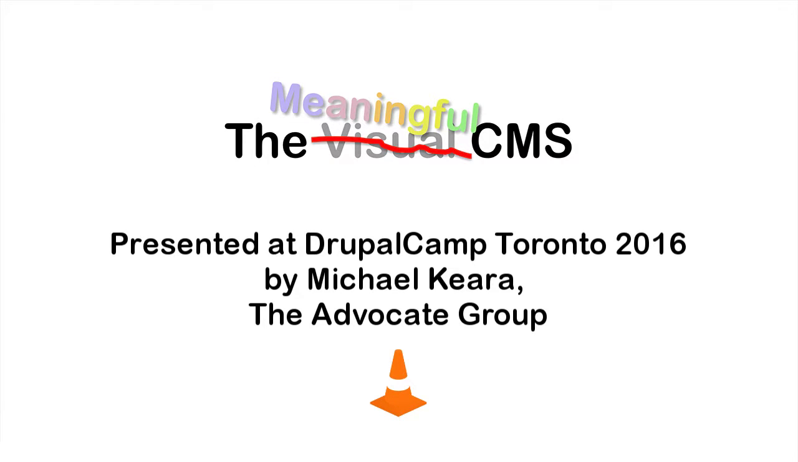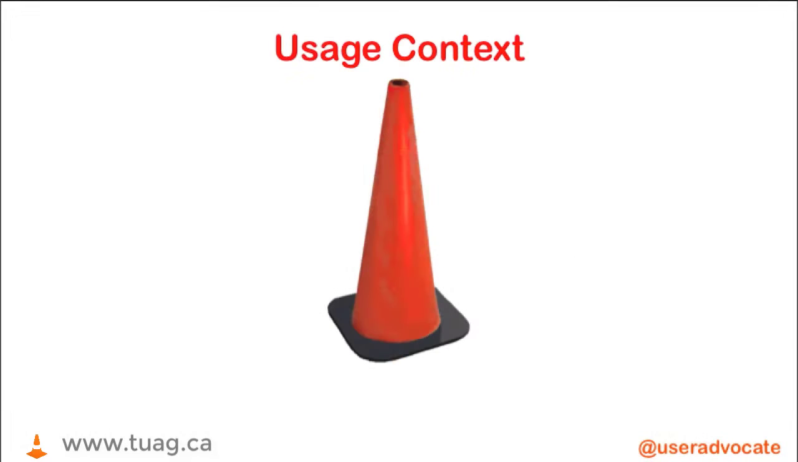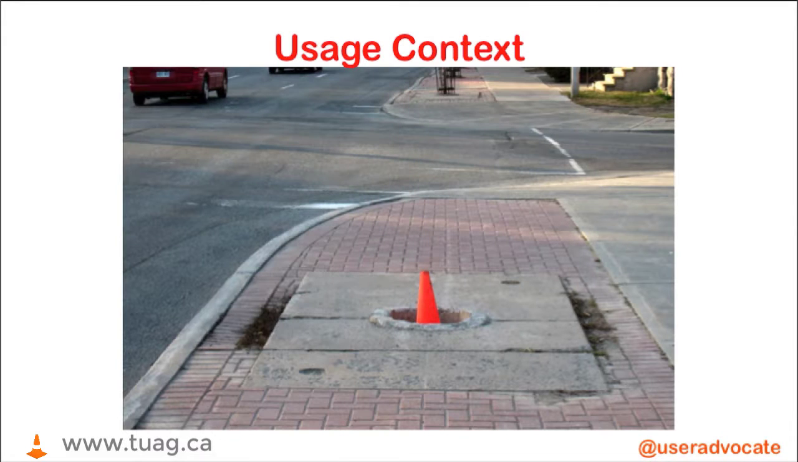Anyway, usage context. Let's talk about that. The reason I use a cone is because the function of a cone is to basically draw attention to itself and then immediately point to everything else except itself, right? Point to everything else around it. So where you place that cone defines its function. In other words, its usage context gives its function a meaning, right?